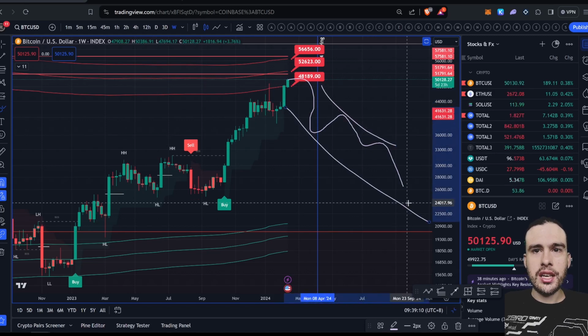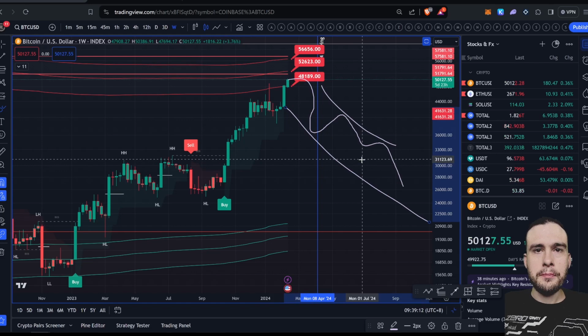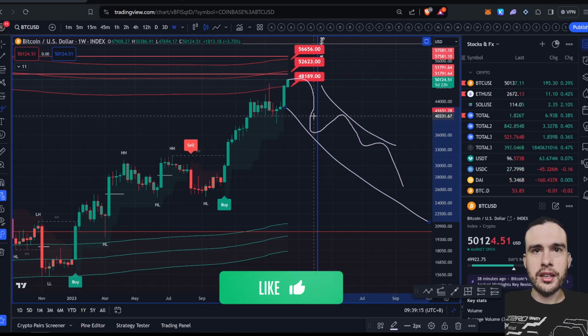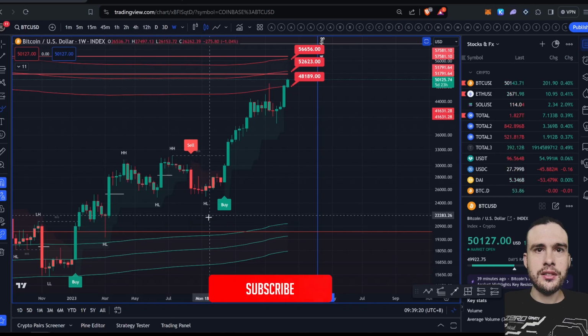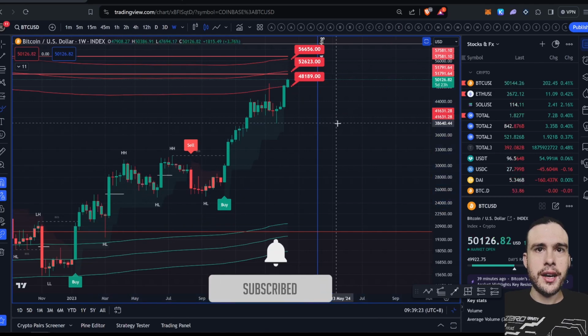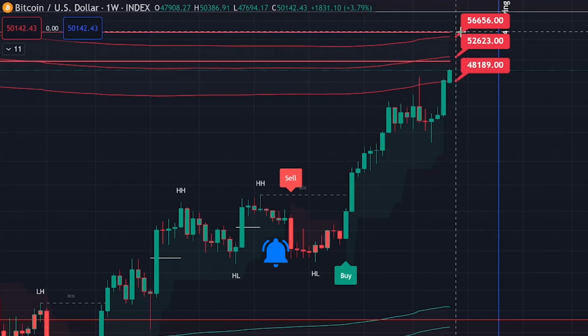This structure here is highly improbable at this point, but that's what I'm talking about here. So we're in an uptrend. We've got higher lows, higher highs, and that's pretty much all we've been doing all the way up. So these are my current targets: 56,656, 52,623. Those are the two top bands.